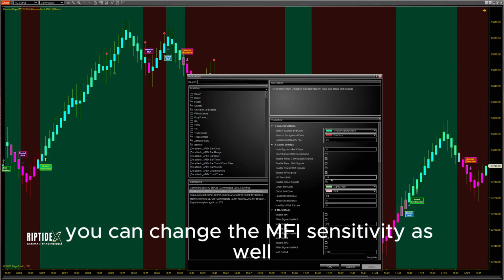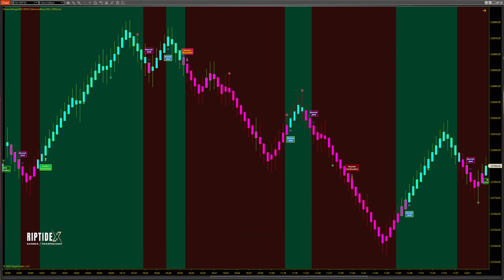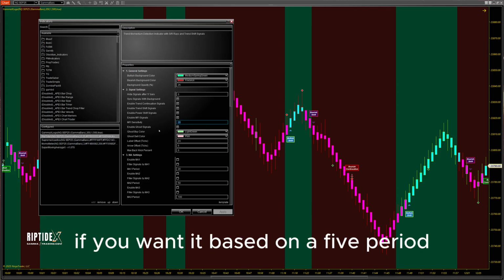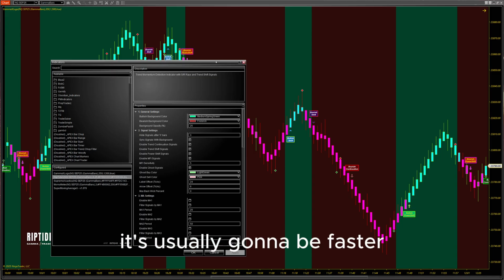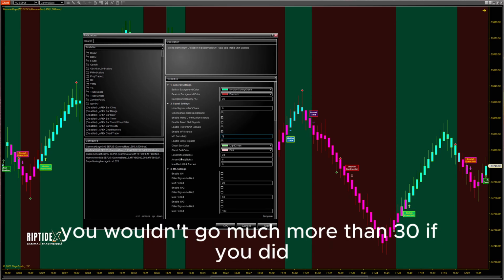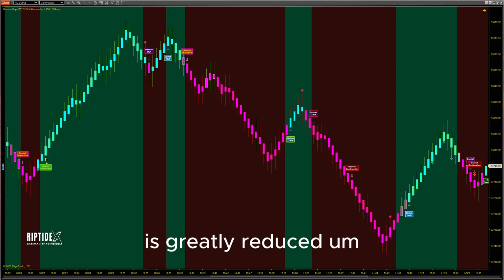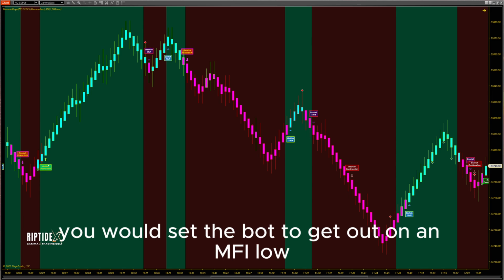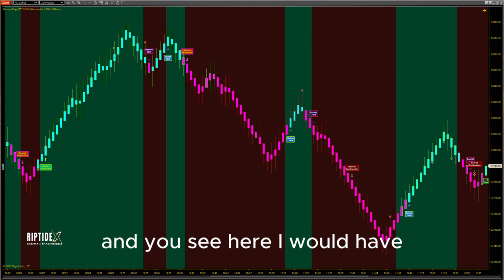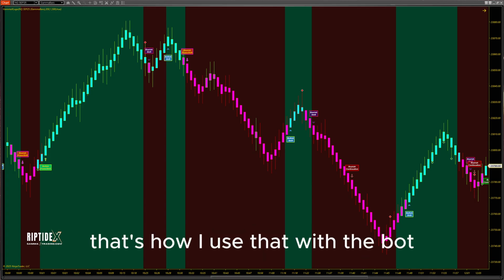You can change the MFI sensitivity as well. So if you want a 20 period money flow indicator, it's going to change how the signals print. If you want it based on a 5 period, you're going to get a different print out of it. It's usually going to be faster. You wouldn't go much more than 30 if you did, and you can see the number of prints is greatly reduced. They're good for exit signals, so if you were to get in on this bullish power shift, you would set the bot to get out on an MFI low. And you see here it would have taken you out at a really nice spot on this trade. That's how I use that with the bot.